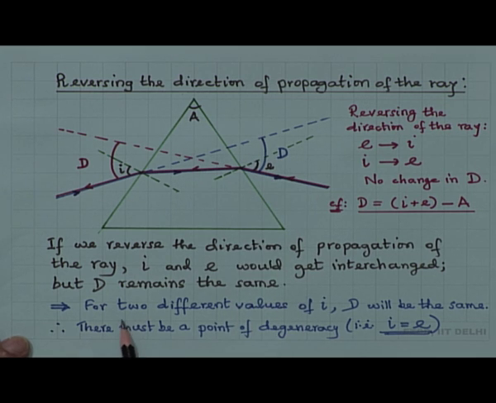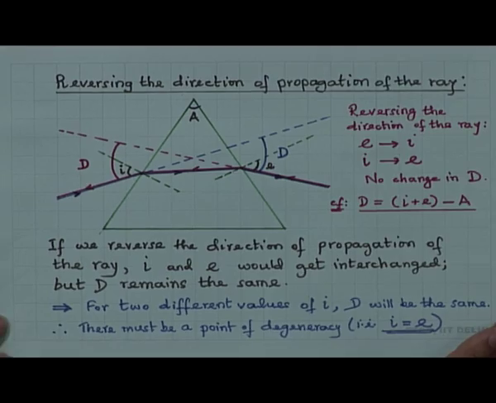This indicates that for two different values of I, D is the same, but I and E can be different. The only thing that we have said is when I becomes E, E becomes I, but I and E may be different, and therefore, for the same value of D, we will have two different angles of incidence. Therefore, there must be a point of degeneracy, that is I is equal to E. This is our conjecture, we will see what we get.